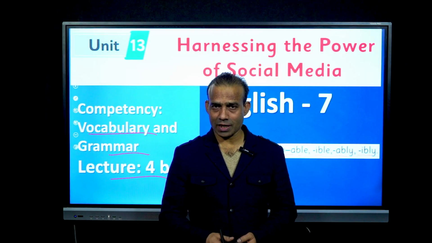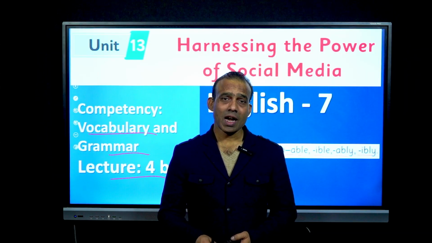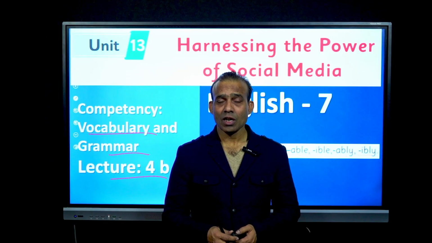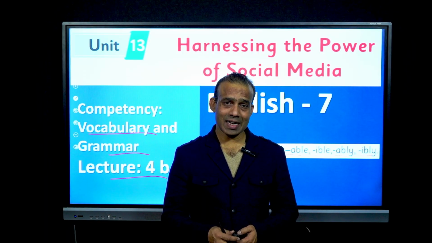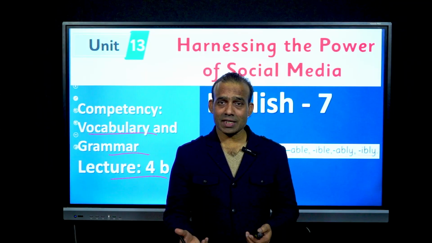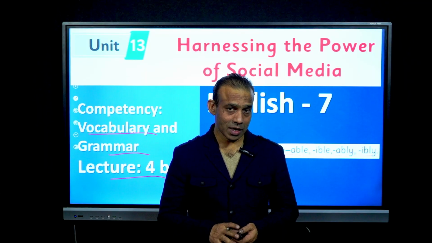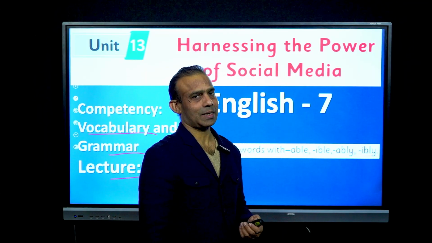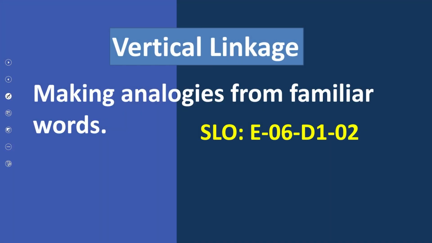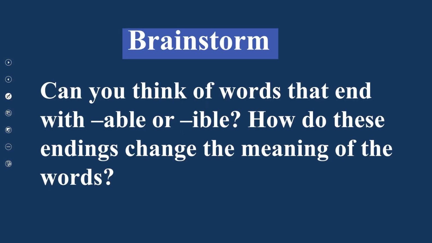Now move to the vertical linkage and then brainstorming. After doing these two activities, we will go ahead and try to understand this in depth. This is vertical linkage: making analogies from familiar words. Now, brainstorming. Think of words that end with able. How do these endings change the meaning of the words?